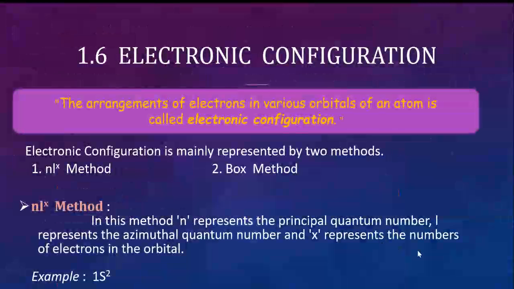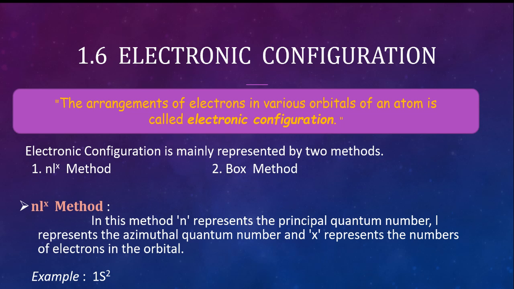What is electronic configuration? Till now we have seen there are shells, in which there are subshells, and in which there are different orbitals. In those orbitals the electrons are located. Now the question is how these electrons are arranged in those orbitals. That is called the electronic configuration. The arrangement of the electrons in the various orbitals is known as the electronic configuration.